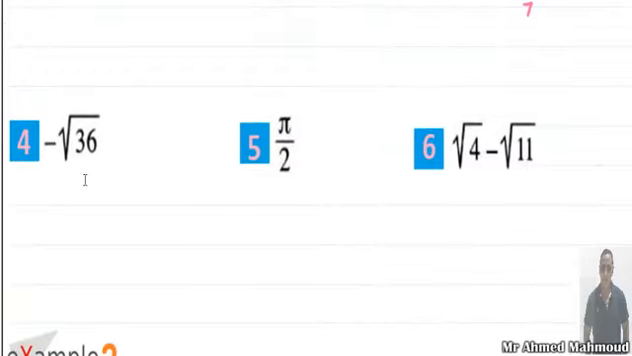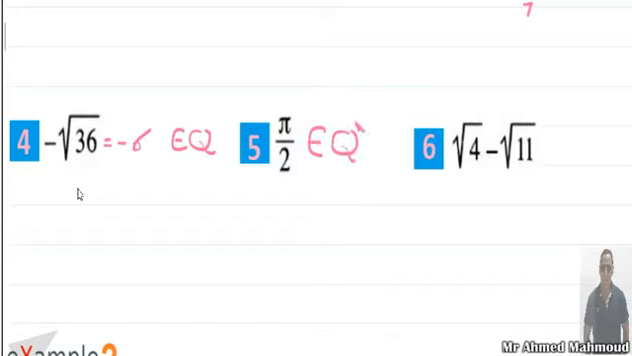Here we have square root 36, which is equal to negative 6. Negative 6 belongs to Q. Here we have pi/2. I said before that pi is an irrational number, then pi/2 is also an irrational number. This belongs to Q dash.